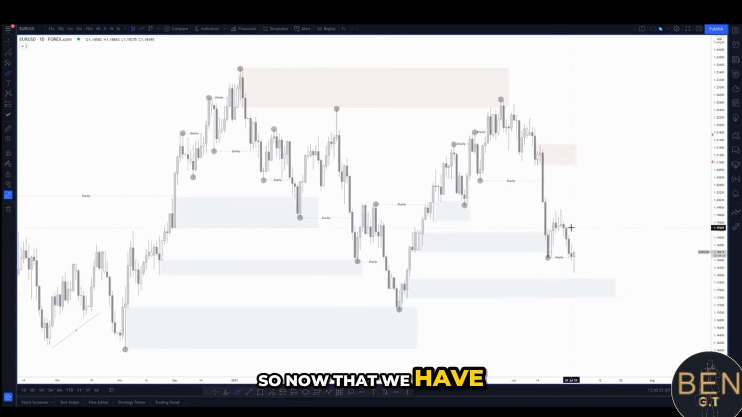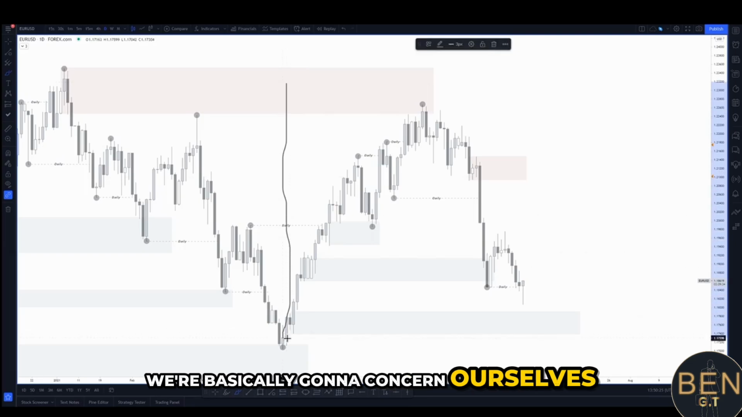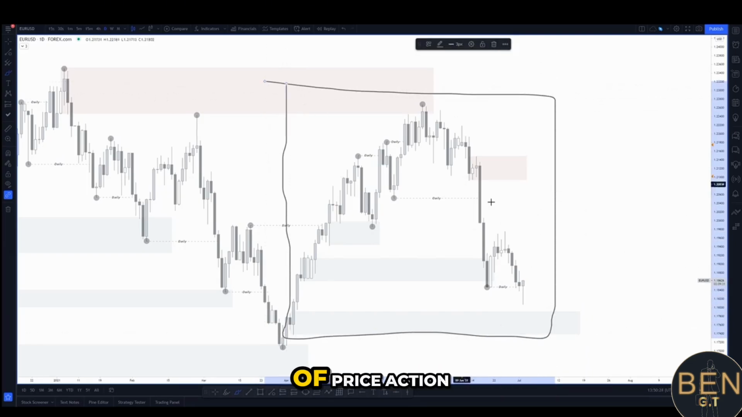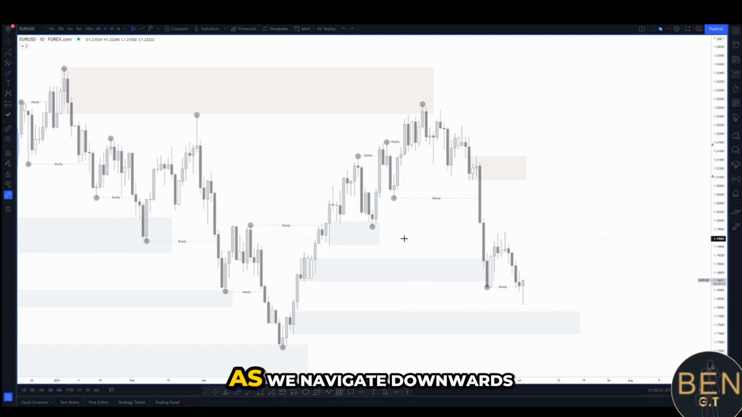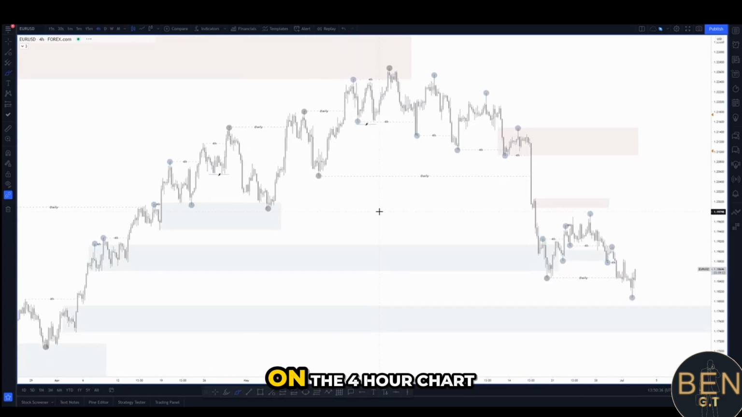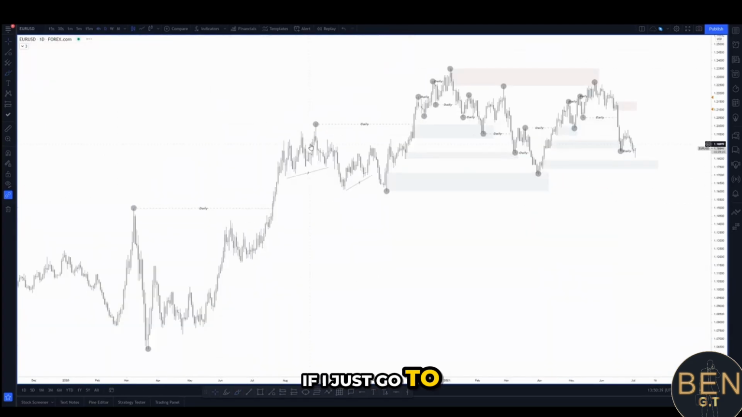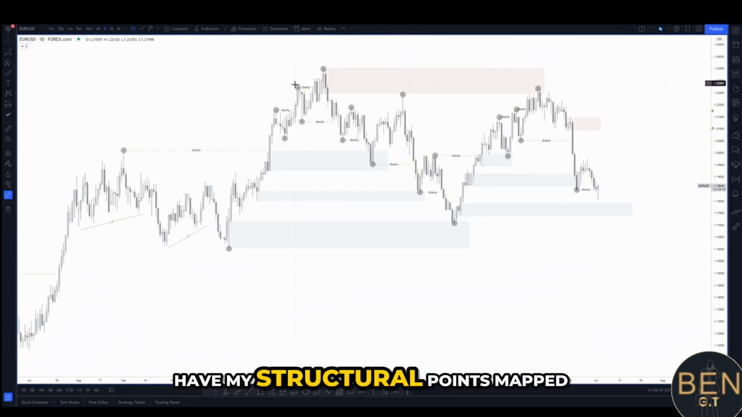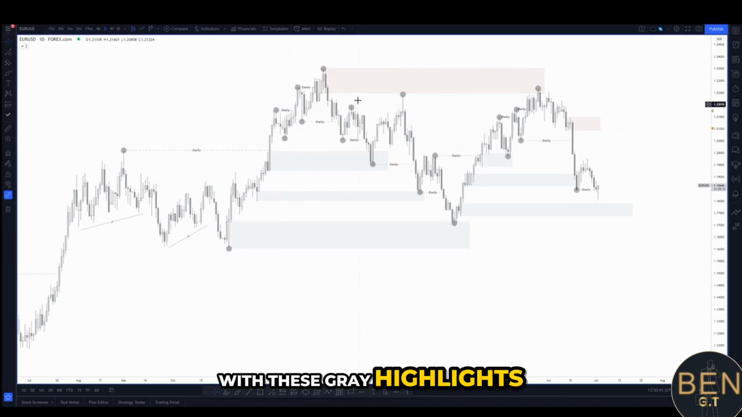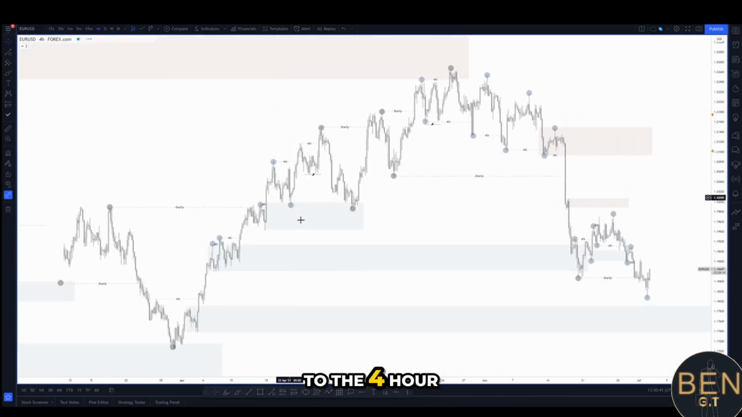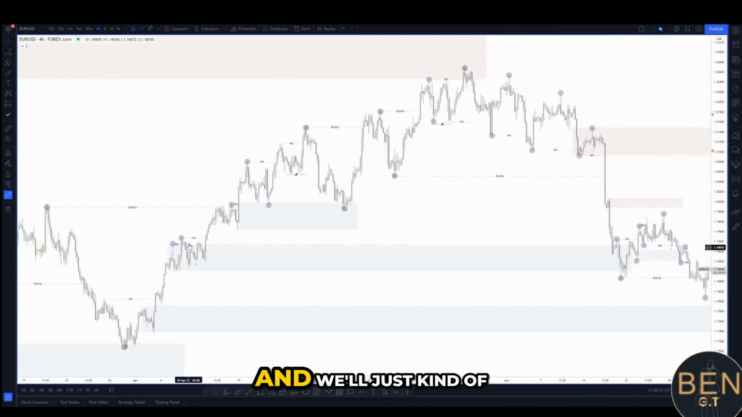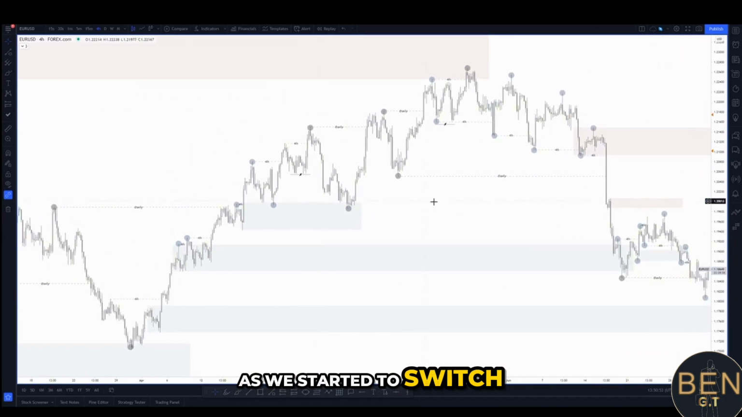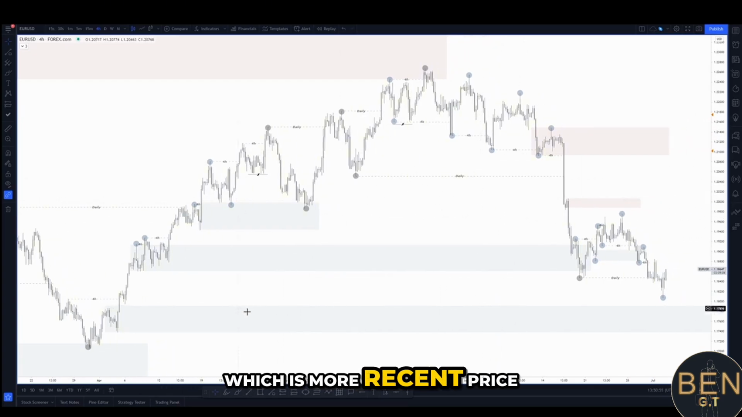So now that we have that understanding, we're basically going to concern ourselves with more or less this bit of price action, probably more specifically here, but we'll see how far we can get as we navigate downwards. So let's jump down to the 4-hour chart. On the daily chart, I have my structural points mapped with these gray highlights. And when we go down to the 4-hour, structure will be indicated with the blue highlights. We'll just stick right here as we started to switch bullish, which is more recent price action.